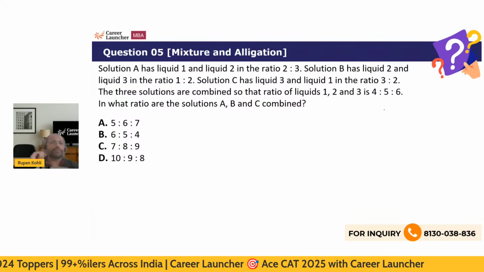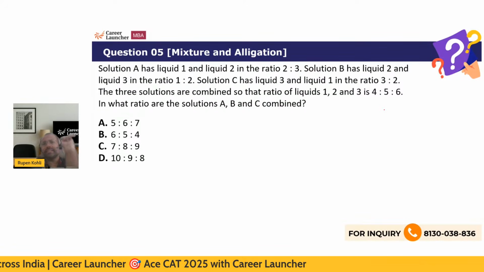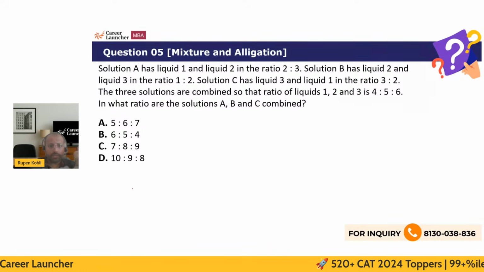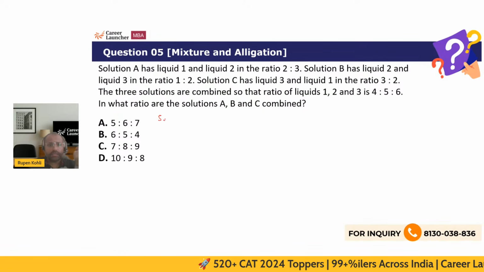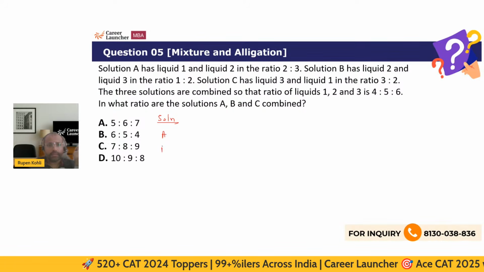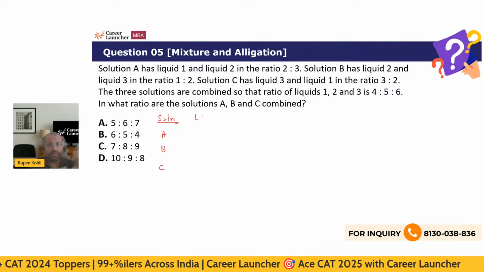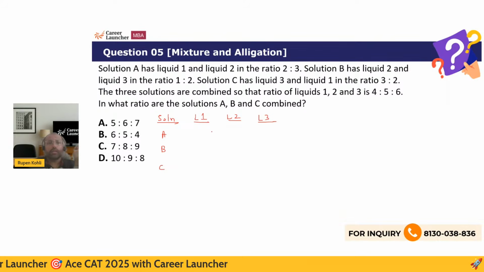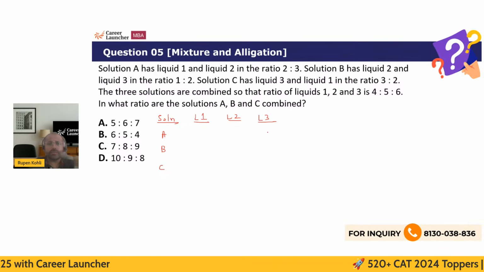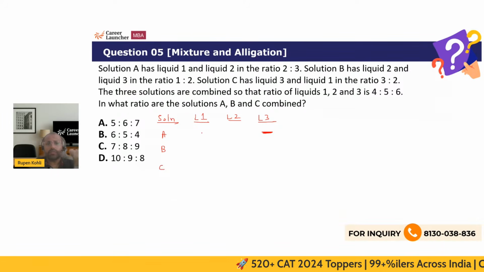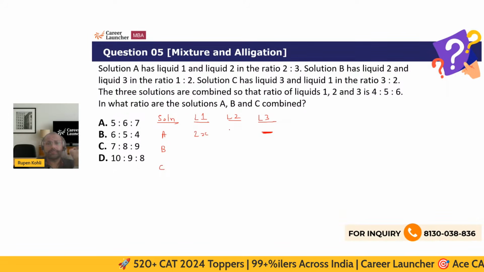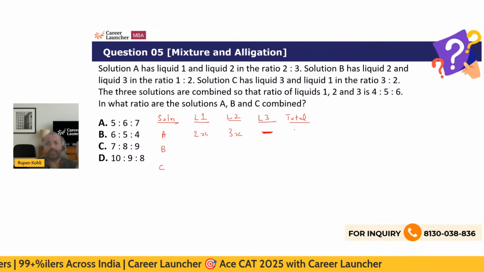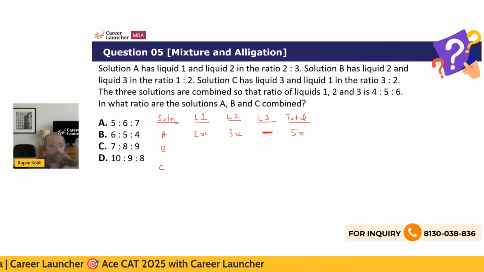All right, so just take it as it comes. Let me first note the things, because there is a lot of data in this problem. There are solutions A, B, C, and they have liquids 1, 2, 3. I'm just writing L1, L2 and L3 for the three liquids. In solution A there is only liquid 1 and 2, there is nothing of liquid 3, and they are in the ratio of 2 is to 3. So let's say this is 2x and 3x in quantity, right? So the total volume of solution A that we've taken is 5x. Why am I noting this total volume?